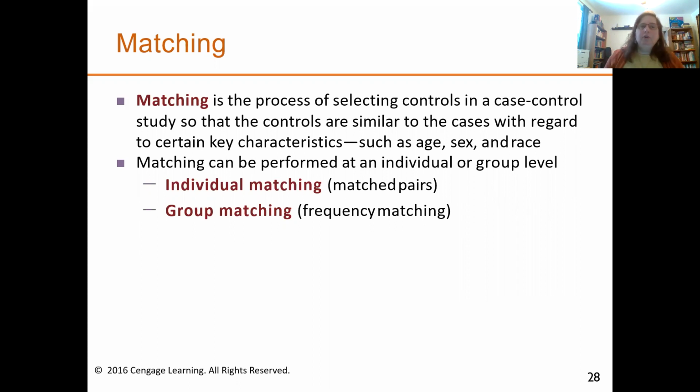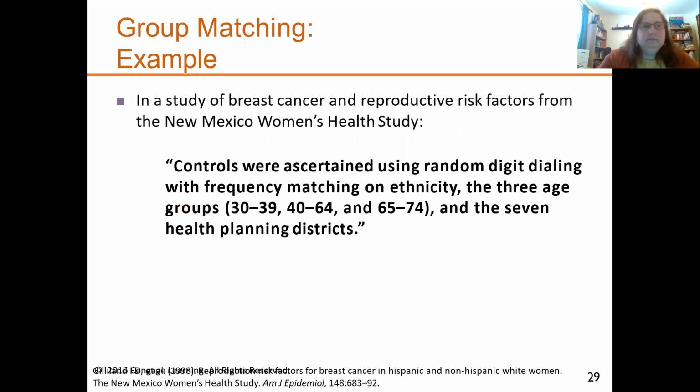Okay. Group matching. Now this is a little bit easier because you just need to make sure that on the whole your groups match up. So if I have a split of 40% male, 40% female, 20% non-binary in my case group, then that's what I want in my control group. Okay.